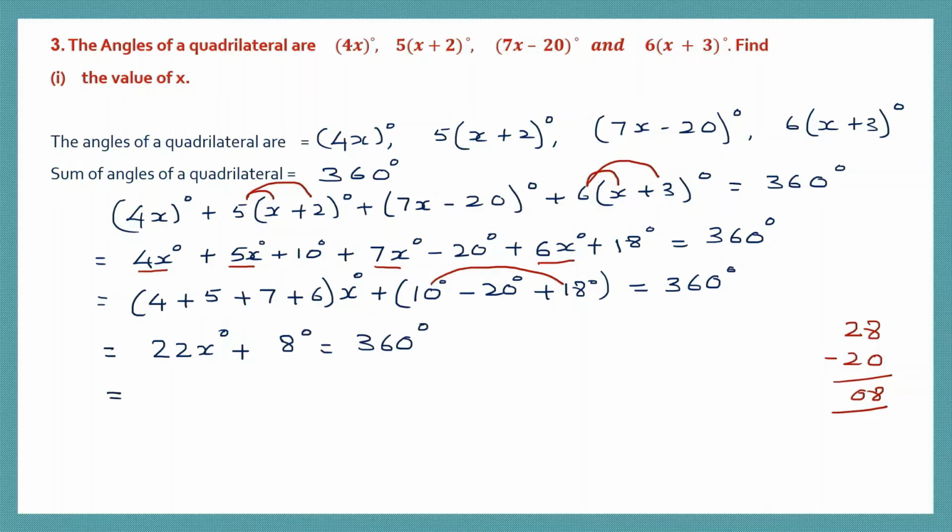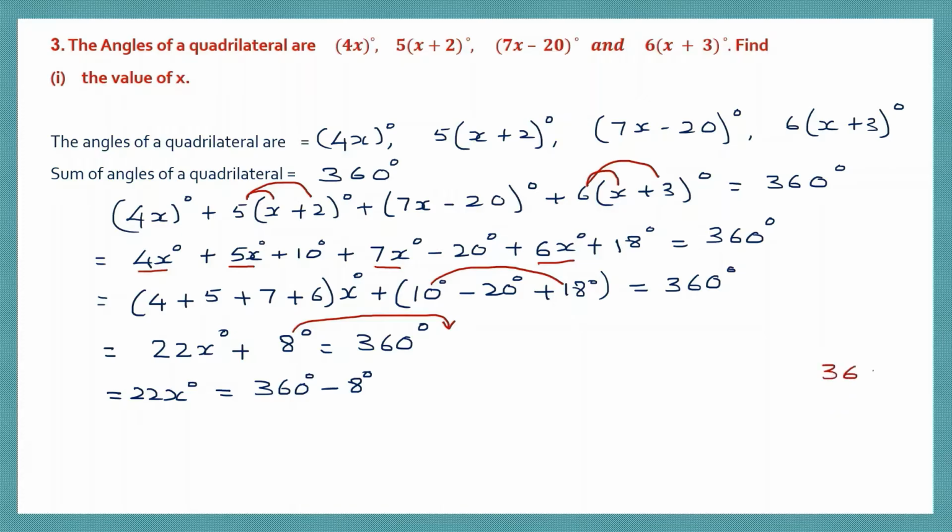So to find x, we have to first write 22x degrees equals 360 degrees minus 8 degrees. How did it become minus? Because I transposed 8 from the left to the right, and there it is plus, so here it becomes minus. So let's subtract 360 minus 8. So I need to borrow here 5. 10 minus 8 is 2. Then I have 5 and 3. So 22x is equal to 352 degrees.